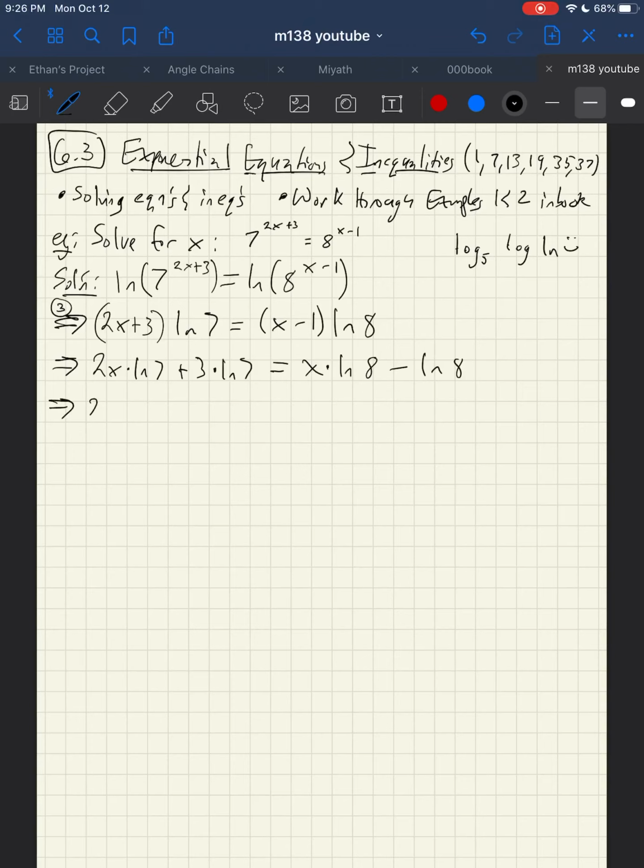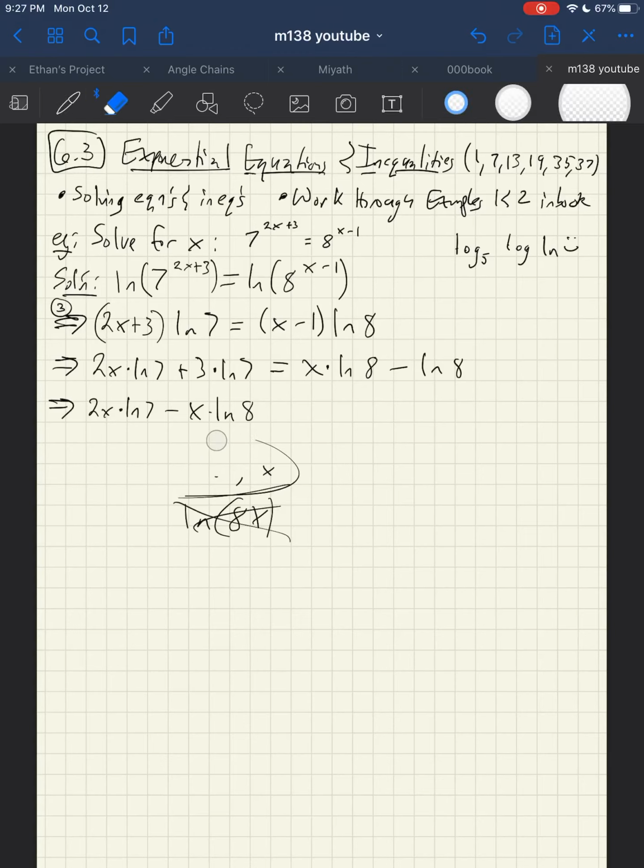Now I'm going to put all the x things on one side and all the non-x things on the other side. So I've got 2x times the natural log of 7 over here, and I'm going to subtract off x natural log of 8. If you'd like, you can write natural log of 8 times x, but you just have to be careful that you set up parentheses, like (natural log of 8) times x, so that you know that you don't have natural log of 8x, right? We don't have this, we do have this. So you just have to be a little careful with how you write these expressions.